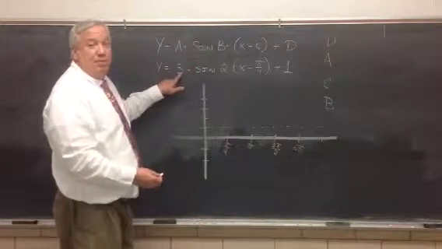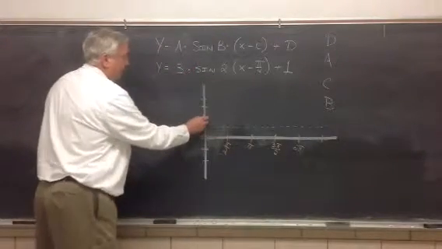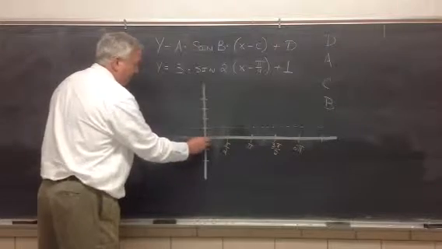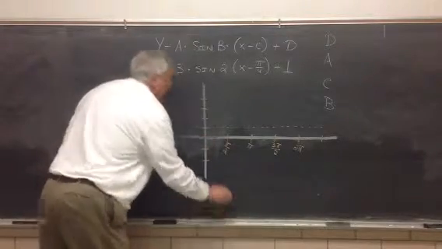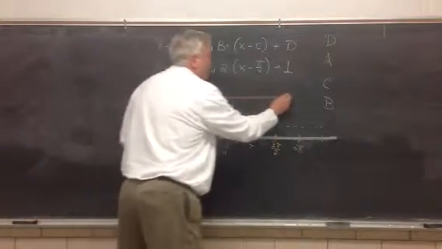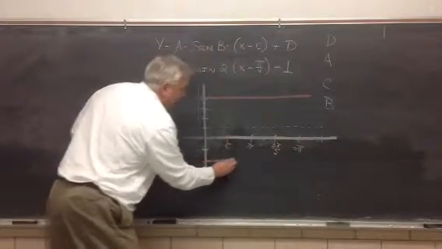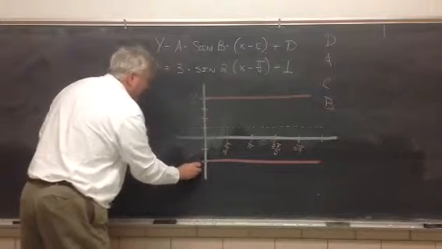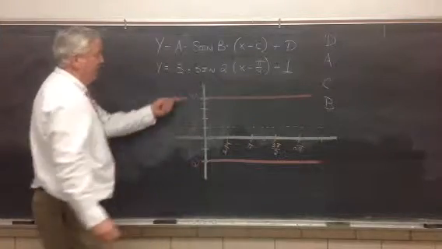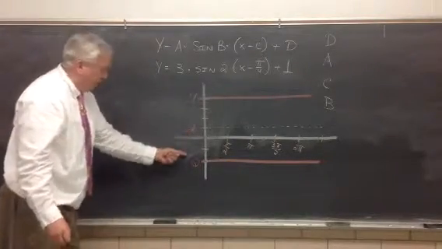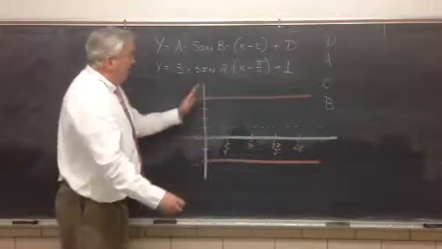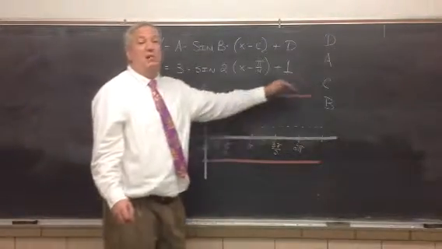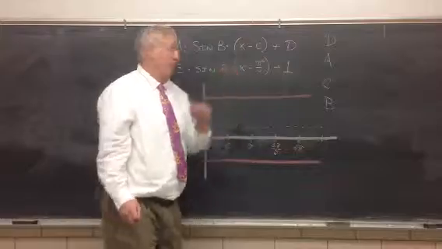A is the amplitude, and that tells us how far up we're going to go and how far down we're going to go. So that creates what I like to refer to as the road. So this would be 4, and this would be -2, while that's at 1. It's 3 units up, 3 units down. That is our road that our sine graph will be flowing onto.